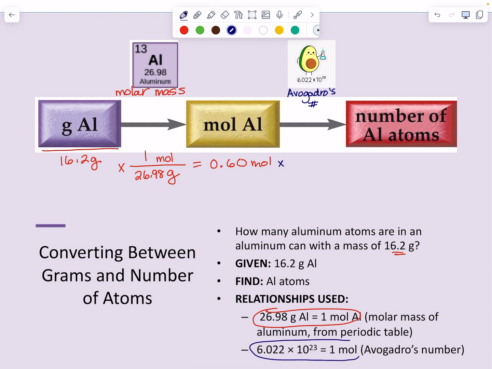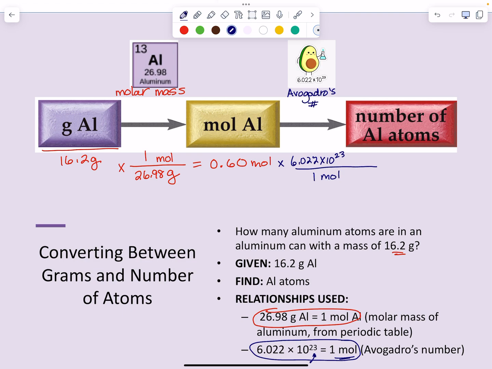And so let's just talk about the units of Avogadro's number. It depends on what your thing is. In this case, our unit is going to be atoms, right? So we're going to want to have moles on the bottom, the 1 mole on the bottom, and the 6.022 times 10 to the 23.